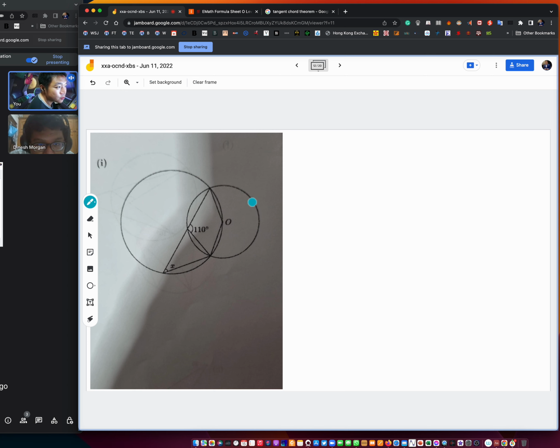So when I get this question, the first thing I do is I try to use a different color to color the two different circles. Okay.